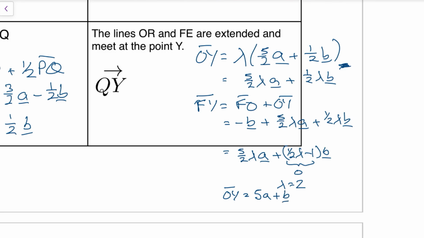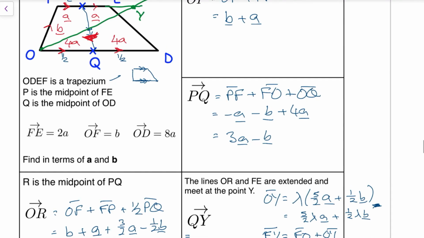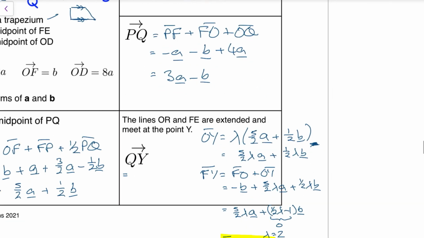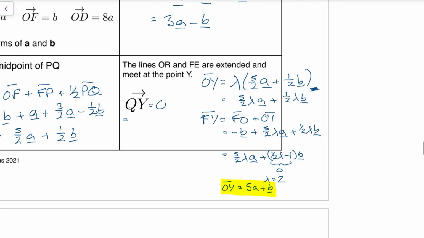I'm going to highlight this because I'm going to use this in a second. Okay, so a bit of an extended thing to work out what O to Y was. There might have been a quicker way, but that's the best way I saw. Which means that Q to Y, let's go back to my diagram. So there's a lot of jumping around, but also I need you to be able to read what I'm doing. So Q to Y, well actually this isn't too bad now. So Q to Y is Q to O plus O to Y.